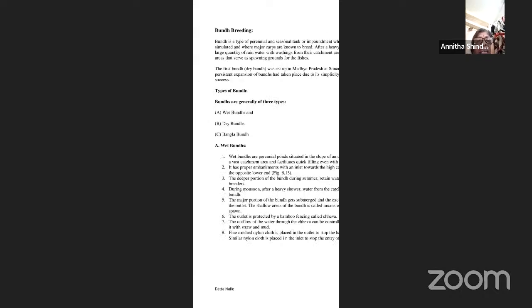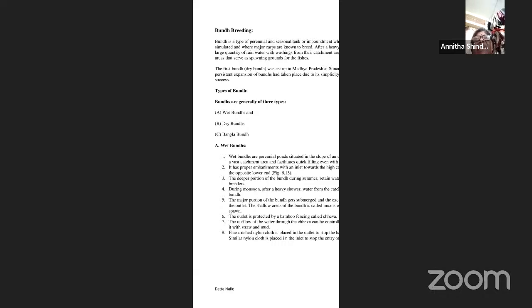Now, the wet bund is constructed or built near what? Near the river, where it is very easy after a heavy rain. When there is a heavy shower of rain, the rivers will be receiving the rainwater. So that rainwater will pass from the river to this wet bund very easily.